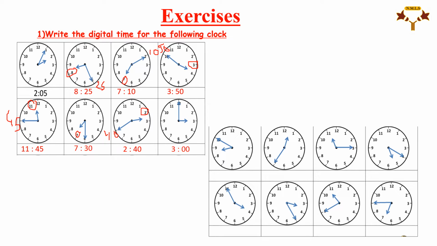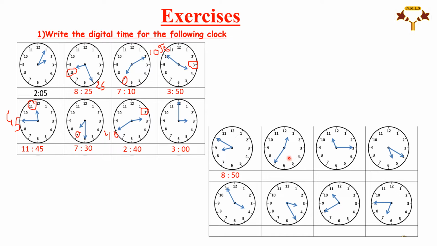Let's complete. Here we have short hand between 8 and 9. I will take the smallest, then I will take 8. And long hand at 10. Then we skip counting by 5 from 1, 5, 10, 15, 20, 25, 30, 35, 40, 45, 50. Then it will be 8 and 50 minutes.